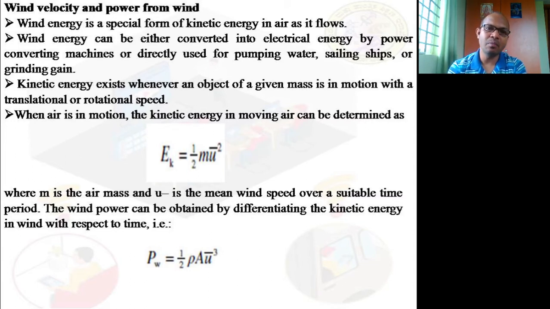Now, when air is in motion, the kinetic energy in moving air can be determined as EK, that is the kinetic energy, equal to half mu square. U is the velocity, whereas m is the mass of the air with which it moves. It's common sense that air may not have a significant mass, but you can see this v square, whatever the velocity with which it is coming, it is squared. So the amount of energy possessed by this is tremendous.